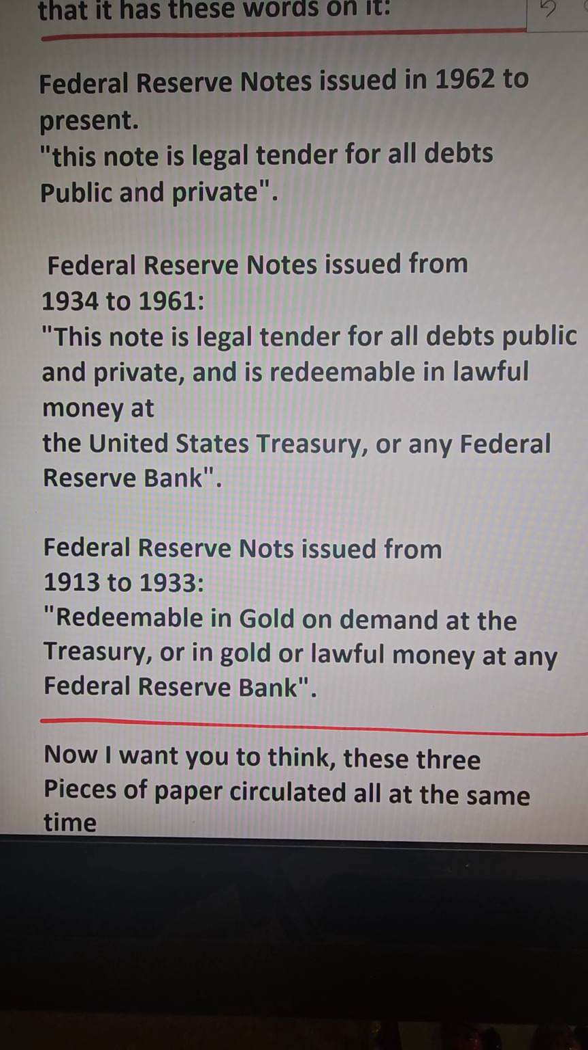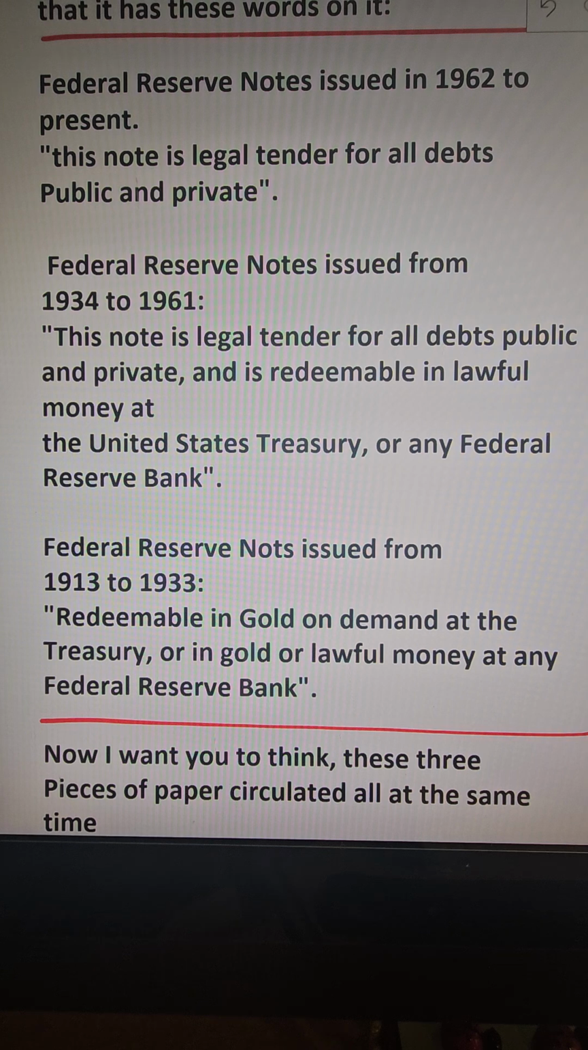Okay, the one previous to this Federal Reserve note was different. From 1934 to 1961, the wording on it was this note is legal tender for all debts, public and private, and redeemable in lawful money. Think about that. You've got a piece of paper that's not redeemable in anything. The previous Federal Reserve notes from 34 to 61 were redeemable in lawful money at the United States Treasury or the Federal Reserve Bank. Does any of you have any of those in your possession? No. So most of you do not understand what happened. You just assume the government knows what's going on and they're just printing you money and they change the wording on it for you don't know what reason or why.